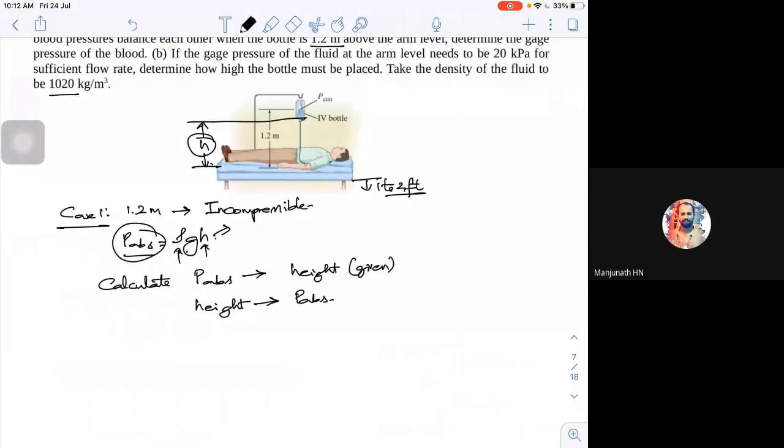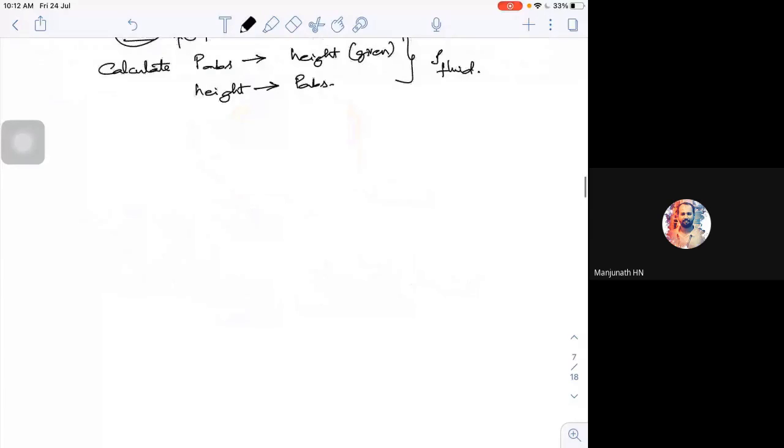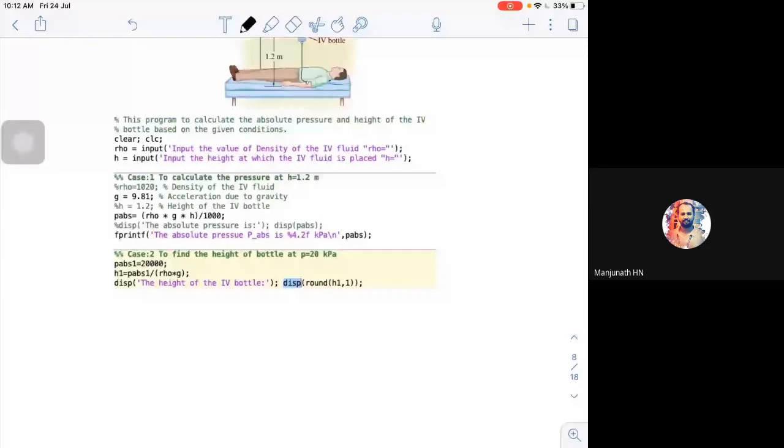Now the one more biggest variable we have here, for both the things, is the density of the IV fluid. So I can fix a range, or you can put that as an input variable. So maybe 1000 or 990, whatever it is. Okay. Now I've written the code. Let's look at this particular code where I'm trying to input rho, that is rho as a density, the value of the density of the IV fluid. So I'm inputting the rho value and the value of the height.